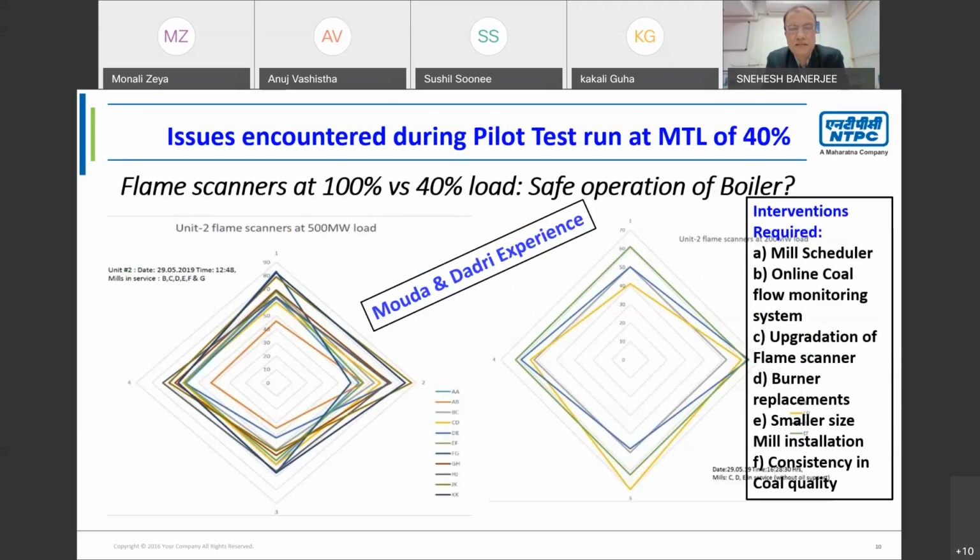For the flame scanners, when the units are running at full load with 6 mills, the elevations of different flame scanners are stacked like that on the left-hand side. But when we come down to 3 mill operations, for example, at 40% minimum load, the flame stacking is reduced. With variations of coal quality, flame instability can occur at part load. So there are multiple solutions for that, and they can be introduced while introducing this minimum loading.